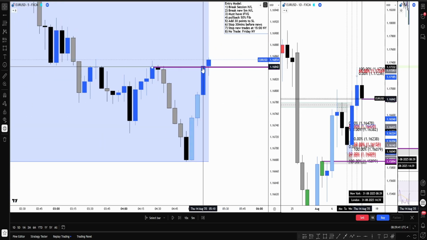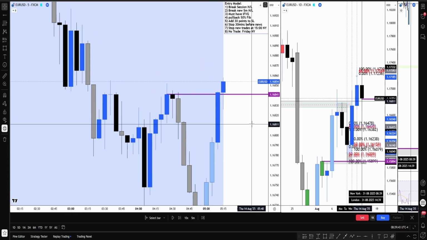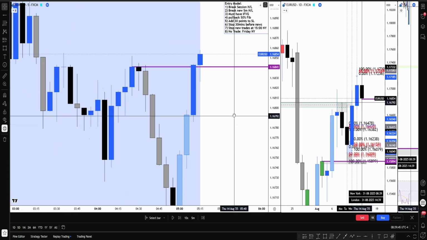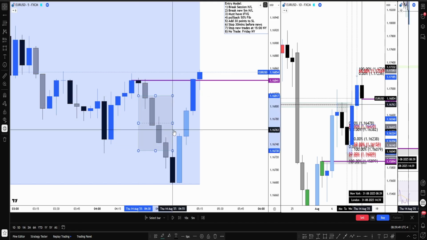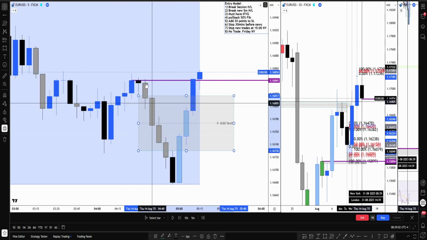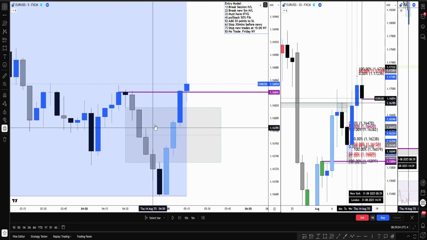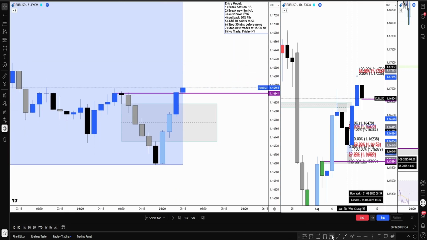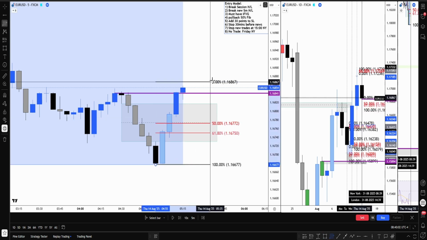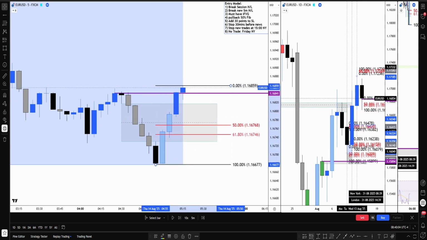Alright, now this is much better, right? Your eyes can clearly see now we closed above that, right? And there's our inverted fair value gap, or fair value gap formation, multiple fair value gaps next to each other. Now we wait for a 50% retracement of the fib, and then we can put our entries here.